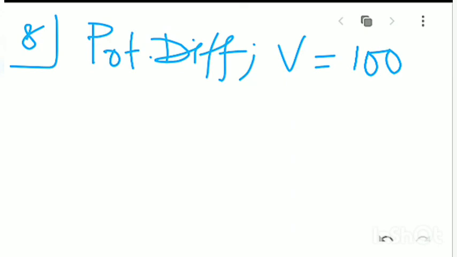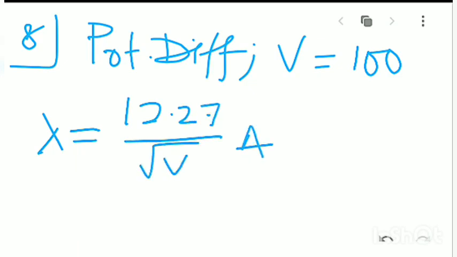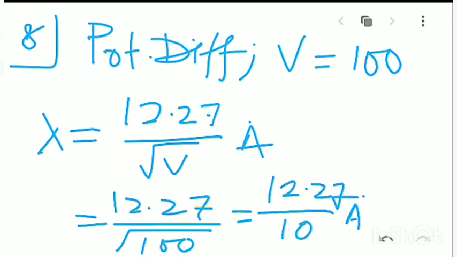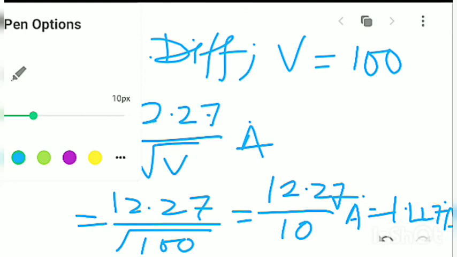Here we are asked to find the de Broglie wavelength. What is the formula for de Broglie wavelength? It is 12.27 by root V, in the units of angstrom. So I got 12.27 by root over of 100. What is root over of 100? It's 10 basically. So 12.27 by 10. So the answer is 1.227 angstrom. Clear?